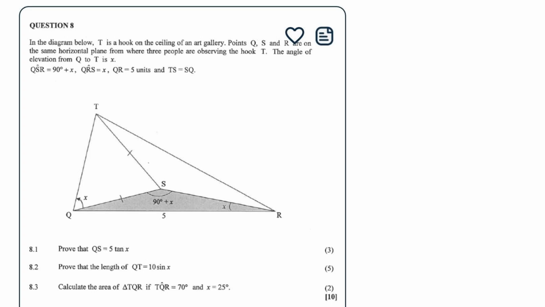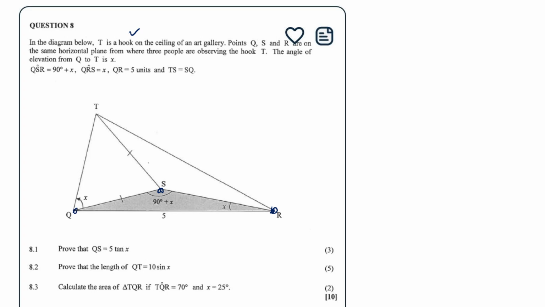Now question 8. In the diagram below, T is the hook on the ceiling of an art gallery. Points Q, S, and R are on the same horizontal plane where three people are observing the hook T. So these are the three people, right? They are observing the hook T.